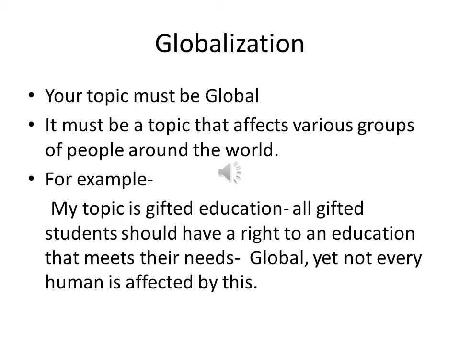I would like for you to choose a topic that is global, which means that it would affect people throughout the world, more than just in our little small community. For example, I might choose a topic of gifted education. My thesis might be that all gifted students should have the right to an education that meets their particular needs. That is a global issue. It could affect people all around the earth. However, not every single human is affected by it. So try to think of something to convince other people that is global, that affects many people all over.